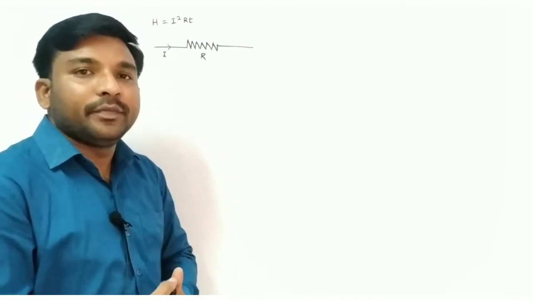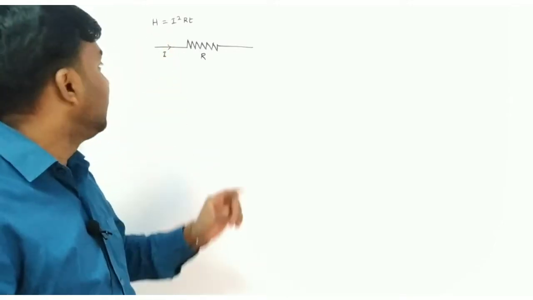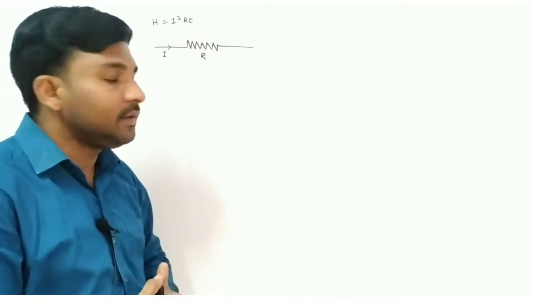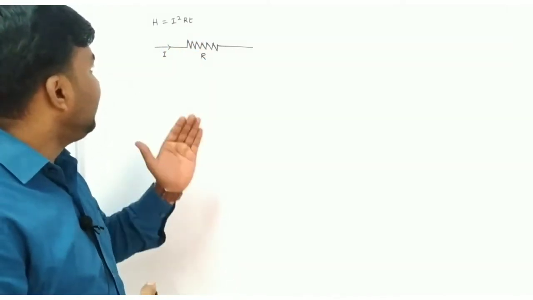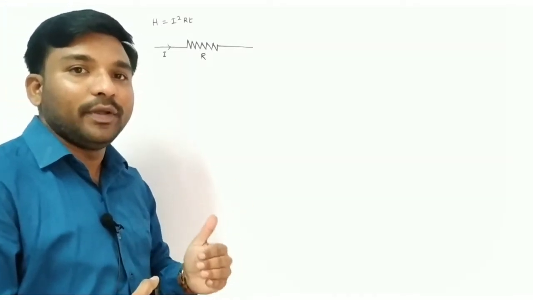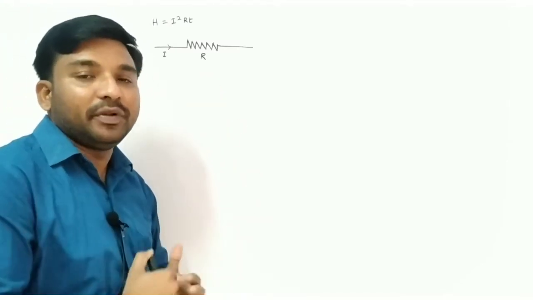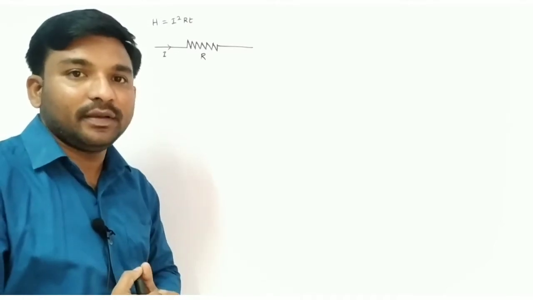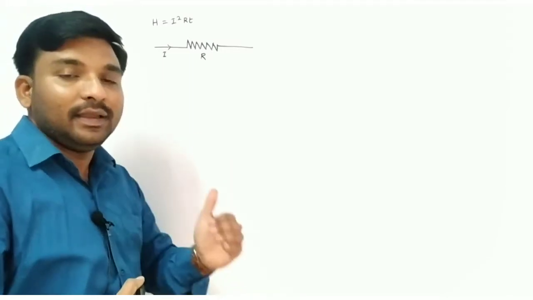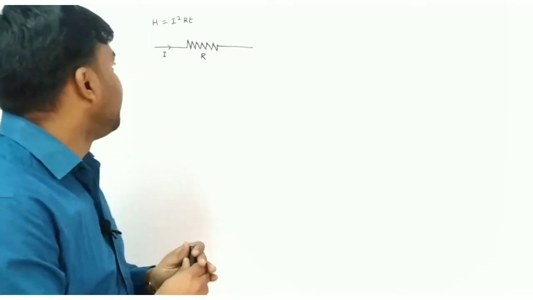Now suppose we have the formula: the heat produced in a conductor is H = I²RT, right? Now suppose we double the current flowing in a conductor. What will happen to the heat produced in the conductor? We wanted to know that, right? In this situation, if we double the current, the heat produced in a conductor increases to 4 times. So how? I will show you.